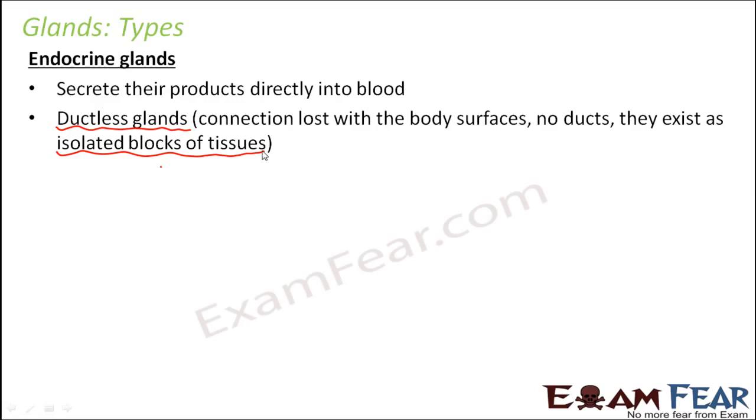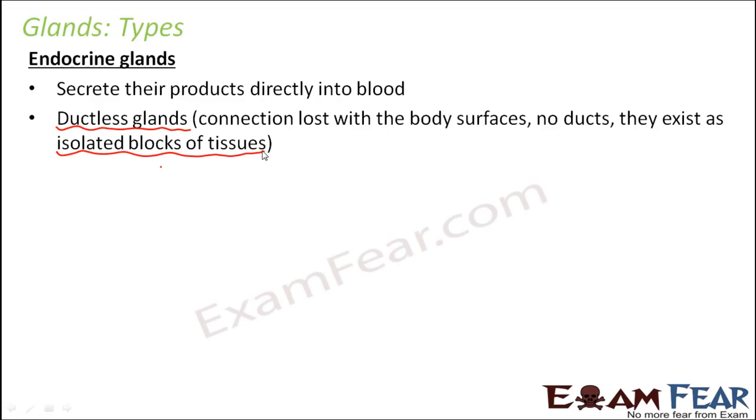Very simple, right? It is quite logical also, because one set of glands, that is the exocrine glands, want to secrete their products only on the body surfaces or only on the apical surfaces. So for that, they actually need something which will connect them to the body surface. For that, they had ducts. But in this case, they can secrete their products into the blood. So they don't need ducts. That is why they are ductless glands. So they do not have any ducts attached to them.